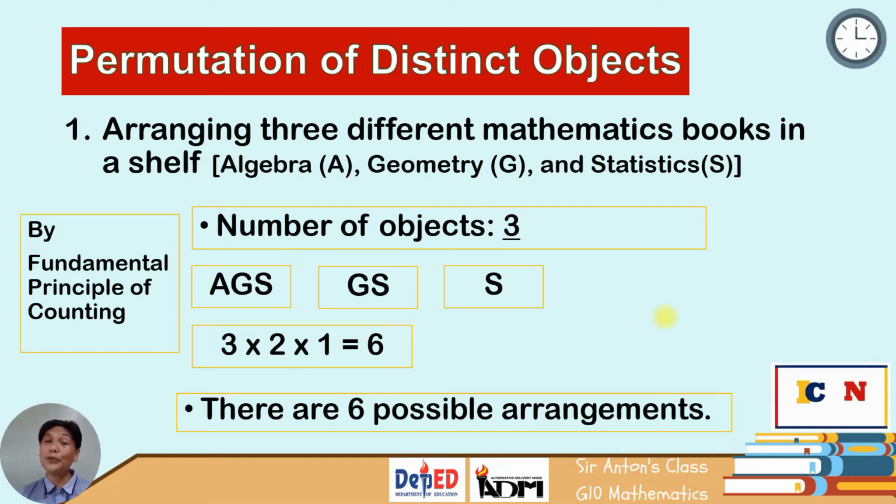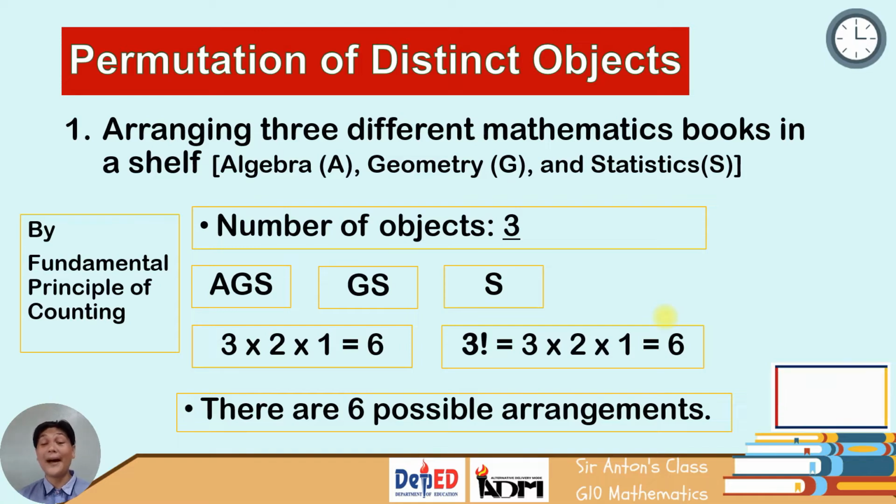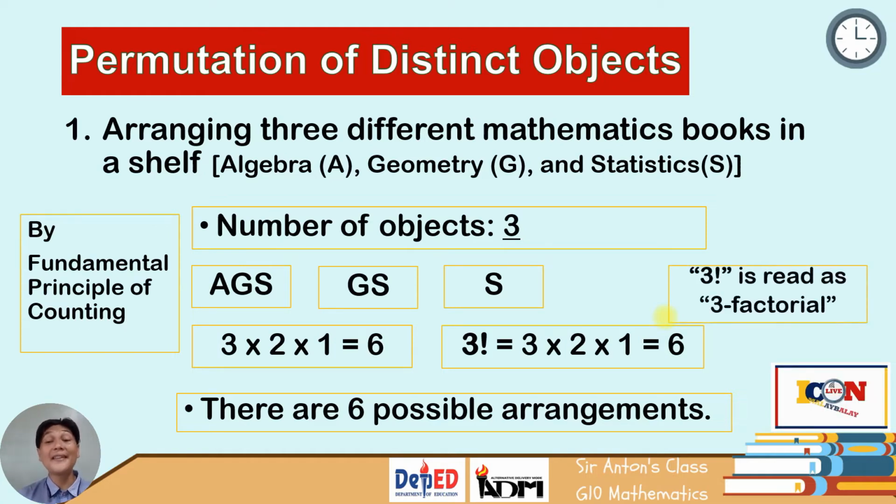By the way, I would like to introduce to you that we can also write 3 times 2 times 1 as 3 exclamation point. Okay, 3 exclamation point is just equal to 3 times 2 times 1, which is also 6. Now, how to read 3 exclamation point? We can do that as 3 factorial. Again, 3 exclamation point is read as 3 factorial.